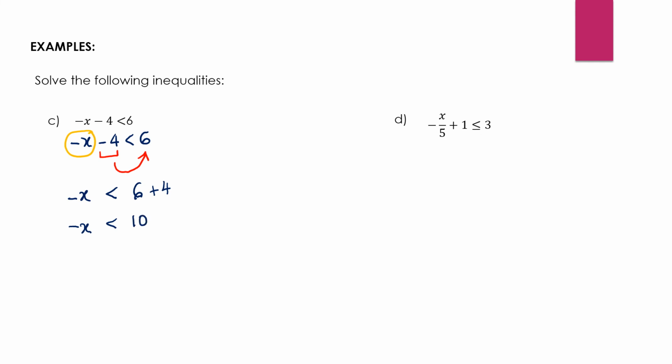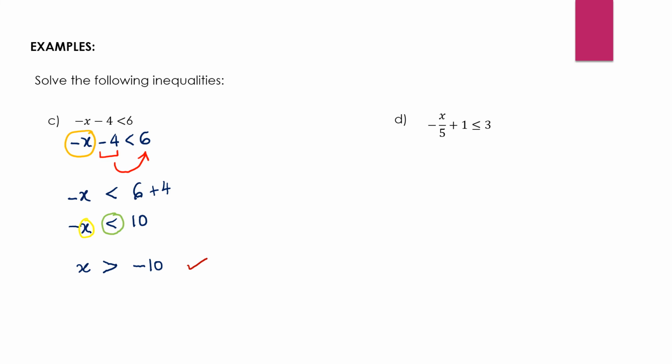I'm only interested in positive x. I only want x. But the negative in front is disturbing me, so what I can do is negate it. So when I negate it, negative x will give me a positive x. At the right-hand side, since I already negated the left-hand side, I must negate the right-hand side as well, so this will give me -10. Each time I negate an inequality, the symbol will change, so less than will now become greater than. So this is the solution for the question.